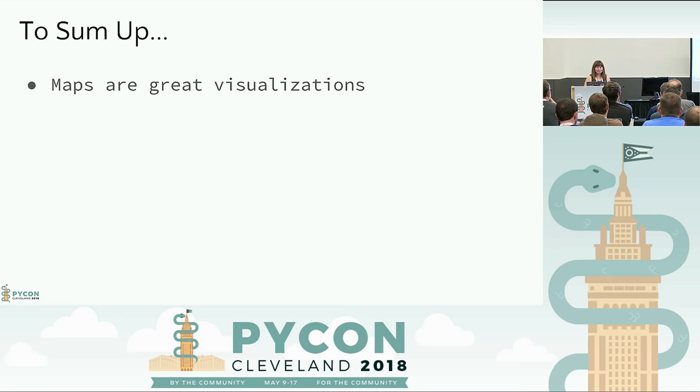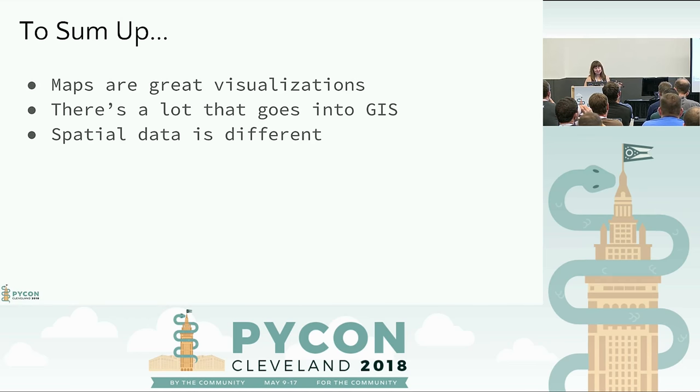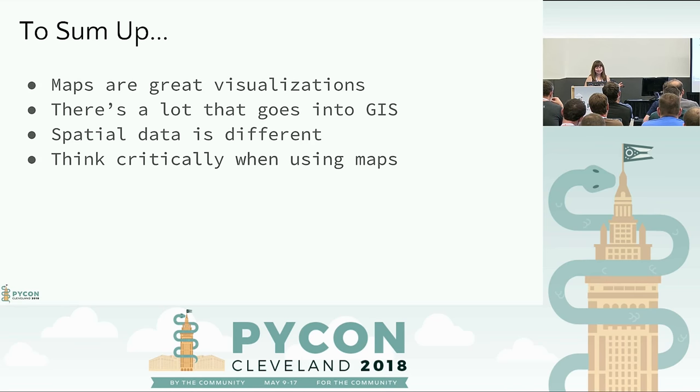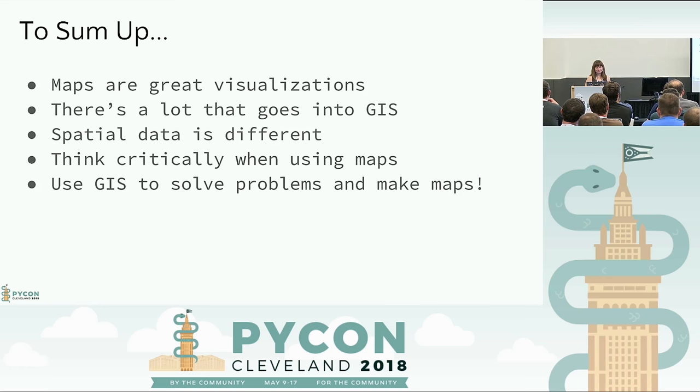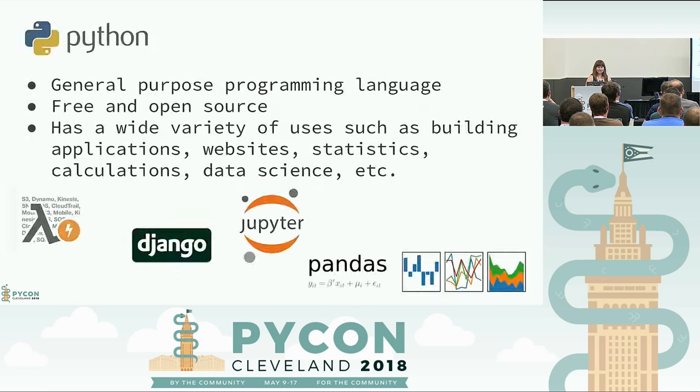So to sum up, maps are great visualizations. There's a lot of things to consider when you're doing GIS. Spatial data is different. We talked about some ways that it's different. And think critically when using maps, because someone might be trying to mislead you. But use GIS to solve problems and make maps. Okay, so that's GIS. Any questions about anything I covered so far? We're turning to Python now.